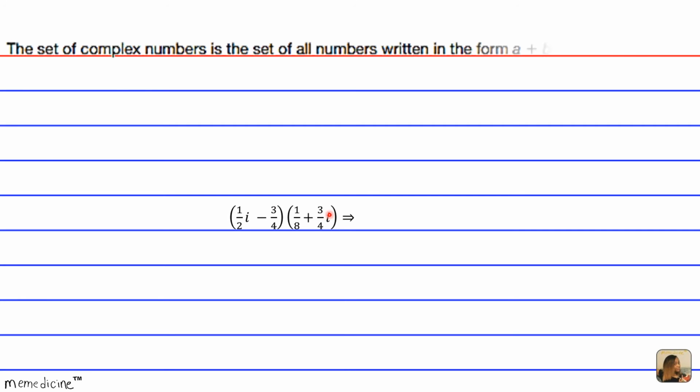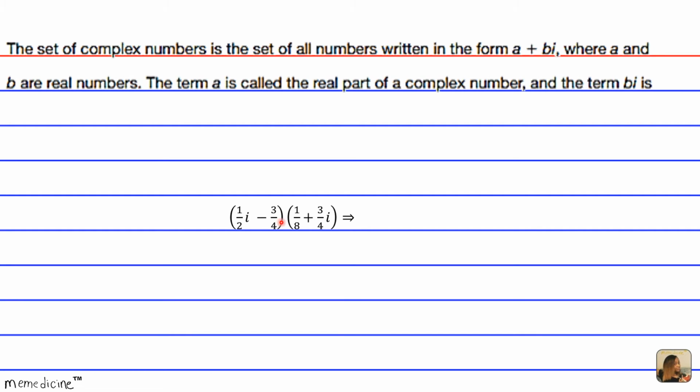Okay, so this is the expression that we're going to simplify. We're going to use the FOIL method, but before we get into that, we have to understand the set of complex numbers. This is the expression that we're going to multiply out, okay? But before we do this, the set of complex numbers is a set of all numbers written in the form a plus bi. So this would be our a, -3/4, and our bi term would be 1/2 i, okay?